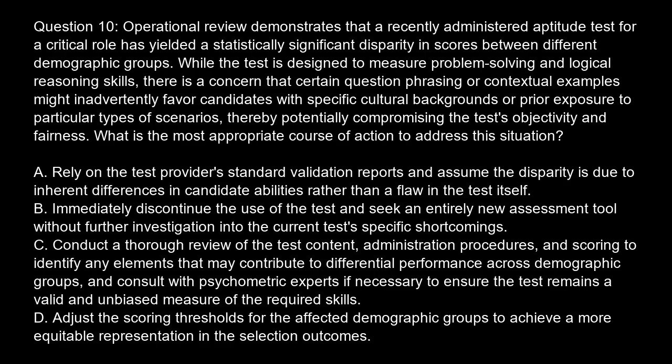Option A. Rely on the test provider's standard validation reports and assume the disparity is due to inherent differences in candidate abilities rather than a flaw in the test itself. Option B. Immediately discontinue the use of the test and seek an entirely new assessment tool without further investigation into the current test's specific shortcomings. Option C. Conduct a thorough review of the test content, administration procedures, and scoring to identify any elements that may contribute to differential performance across demographic groups, and consult with psychometric experts if necessary to ensure the test remains a valid and unbiased measure of the required skills. Option D. Adjust the scoring thresholds for the affected demographic groups to achieve a more equitable representation in the selection outcomes.